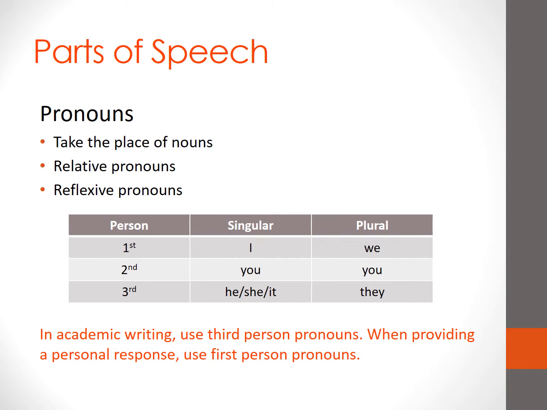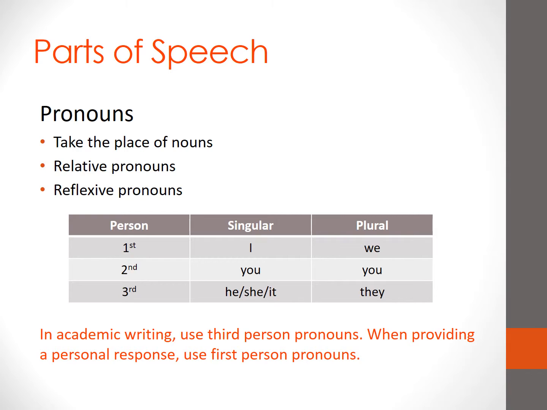Pronouns. Pronouns take the place of nouns. We have relative pronouns and reflexive pronouns, which we'll talk about on future slides. But this chart, I think, is really helpful. So you'll notice in the first column, we have first, second, and third person. The next column are singular pronouns like I, you, he, she, and it. And in the plural column, we have we, you, they.